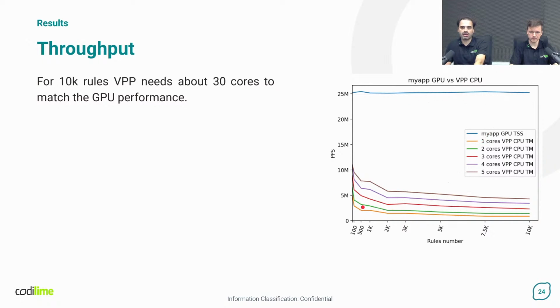In comparison, we are showing the results of the VPP. VPP is a data plane maintained and developed by Cisco and the open source community. And we checked with different core assignments for the ACL processing from 1 to 5. Still, they were way lower than our results. We estimated that we would need 30 cores to match our GPU performance. What is more important is we have a steady line even when the ACLs grow longer. However, with the CPU software processing, the performance drops as the ACL grows longer. So we are independent from the ACL size. We are still having the same amount of packets per second.